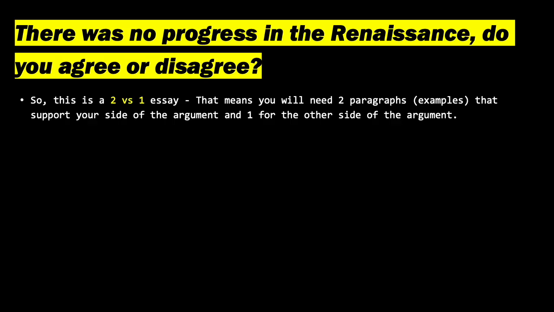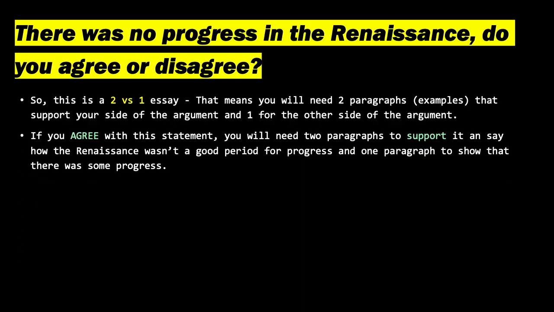This question is quite clearly, you'll need 2 paragraphs that say there was no progress and 1 that says there was, or if you disagree, you'll need 2 paragraphs to say why there was progress and 1 to show why there wasn't. That's what I mean by the 2 verse 1 essay. I prefer this one. I think that's a little bit easier, because you can just essentially go mad on one half of the essay and then introduce the alternative side in just 1 paragraph.